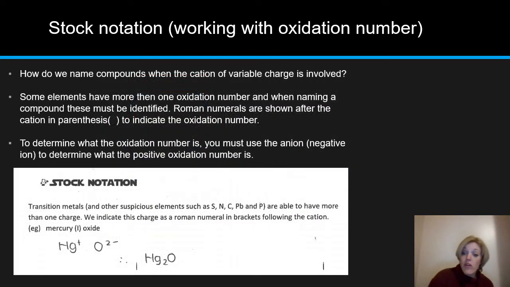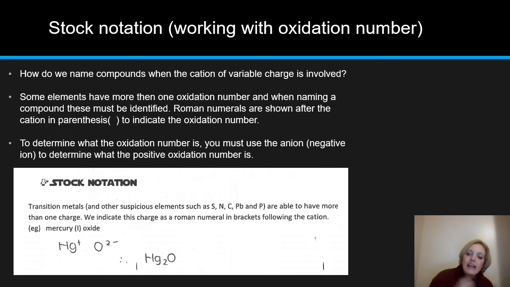At the bottom of page 2, you will see there's a little heading for stock notation, and there is the explanation that I've just explained in the previous slide, but now we're going to use mercury. So how do you know what mercury's charge is? We don't know what mercury's charge is, but it's given you the name of the compound, and it's saying it is mercury(I) oxide. That I in Roman numerals means that the mercury has a charge of 1.